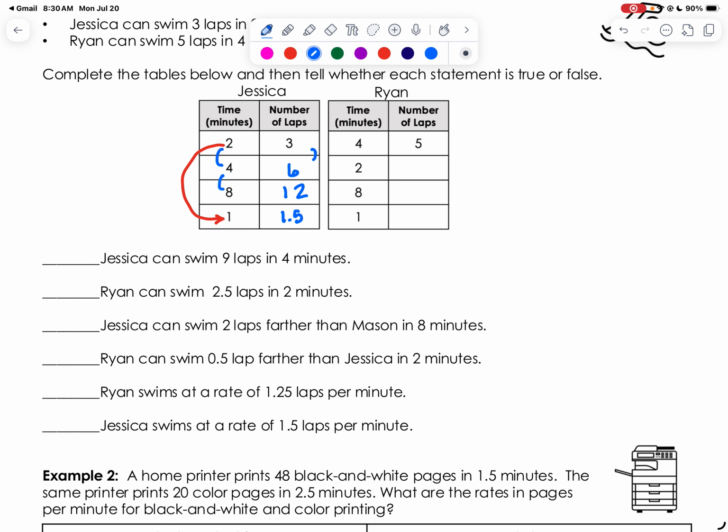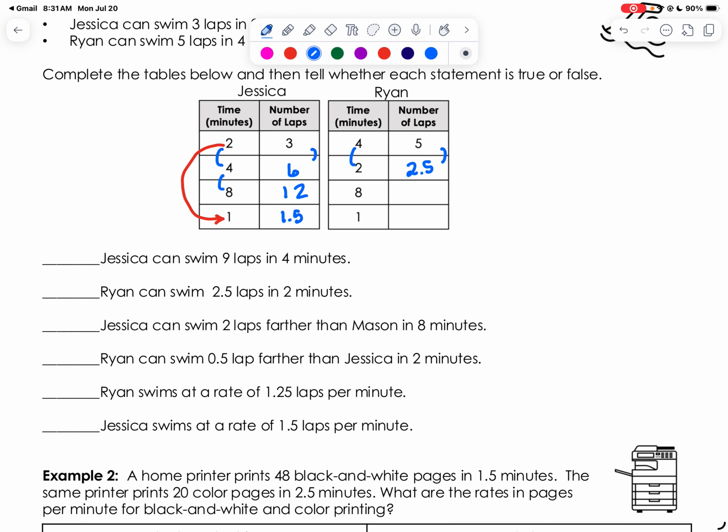So my first time they wanted to know about was 2. So I know that 2 is 1/2 of 4. So I have to figure out what is half of 5. Well, that would be 2.5 laps. So Ryan can swim 2.5 laps in 2 minutes.